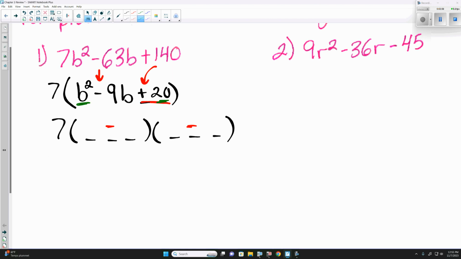Now we need to find the factors of the first and third terms. Well, the factors of b squared, there's only one set. It is b and b. So those are the only factors of b squared. Now the factors of 20, we'll write them out. 1 and 20, 2 and 10, 4 and 5. Then at this point here, we just need to pick one of the factors of b. 4 and 5. So I'm just going to plug them in.